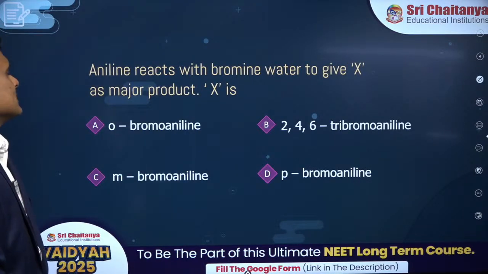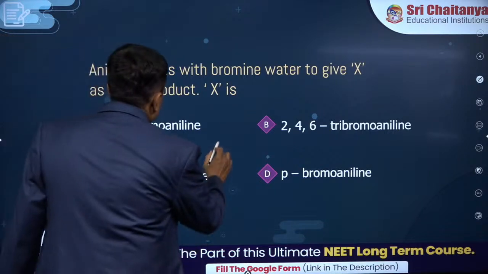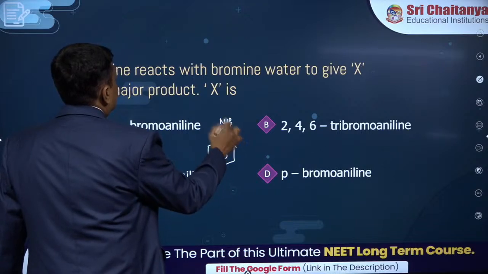Aniline reacts with bromine in water to give a major product. What is that? Aniline. Tell me, NH2 is very strongly activating. What will happen?